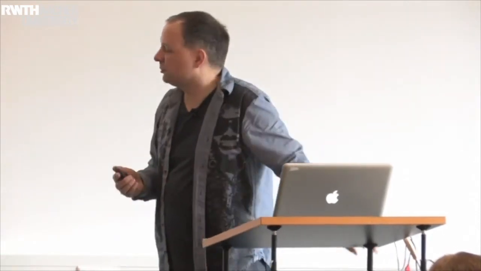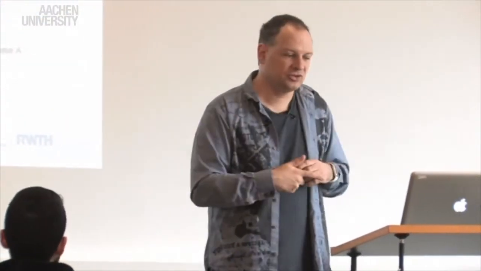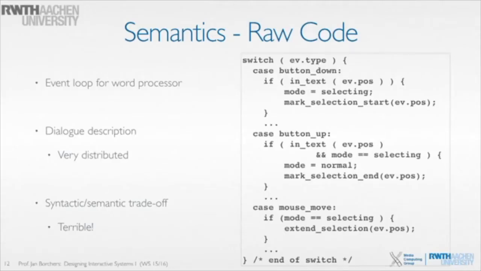I think at this point it should be clear why we want to use specific notations, ways that are not your standard code description. I just want to show this example here to give you an insight into the problems we have if we use code for this compared to the notations that we're now aware of. So here's a little bit of code, which is basically taken from an event loop for a word processor. And if you read through this code, you can probably tell me what this does.